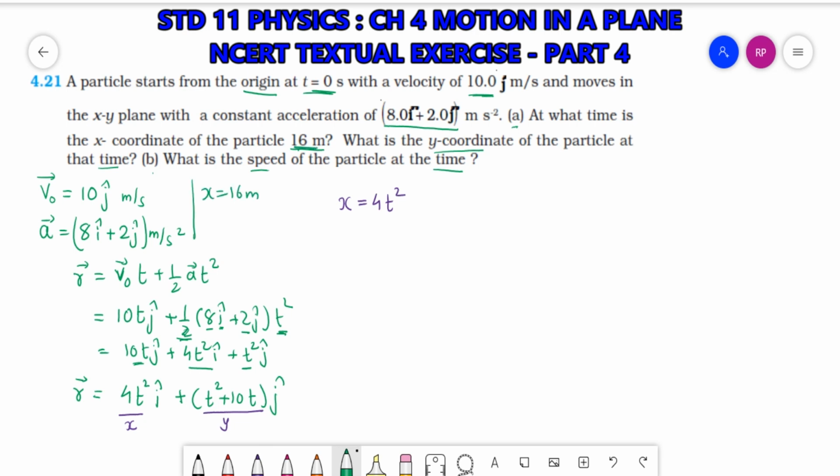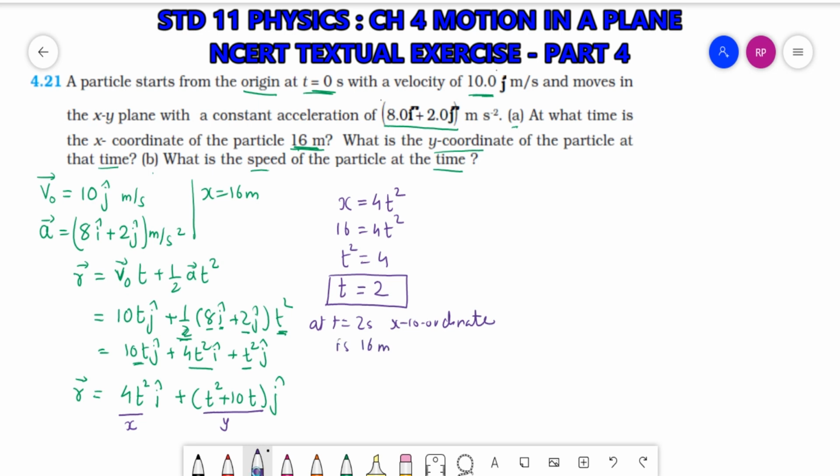So x is equal to 4t square, but it's given that x is equal to 16 meter. It's given in the question, right? So putting the value of x at 16 equal to 4t square, I will get t square is equal to 4. That means t is equal to plus or minus 2, but I will not take minus 2 because time cannot be negative. So t is equal to 2. So at t equal to 2 seconds, x coordinate is 16 meter. Okay, we got the first part of A.